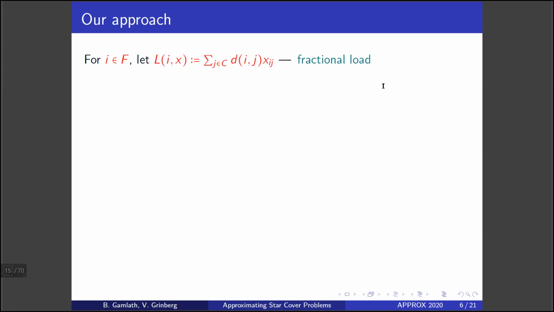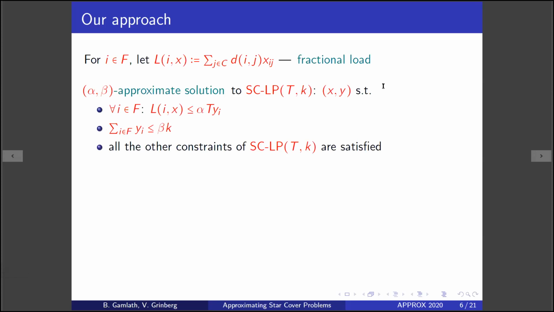Given facility i, let L_i(x) denote the fractional load of i with respect to assignment x. We call a solution (x, y) to SCLP (alpha, beta)-approximate if the load constraint is violated by a factor of alpha, and we open at most beta k facilities, and all the other constraints are perfectly satisfied.